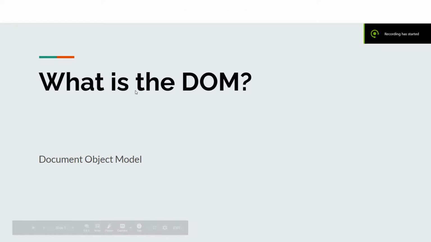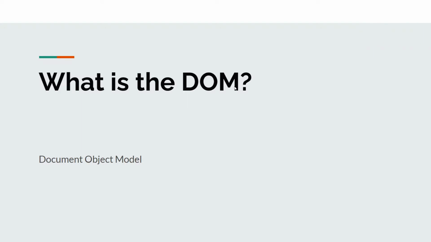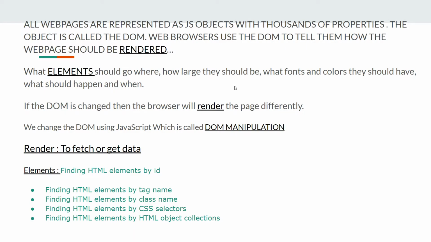Right, what is the DOM? DOM is the document object model. Now, what do we use the document object model for? Why do we need it? What is it for? All the web pages are represented as JS objects with thousands of properties. There's thousands of lines of code, and each one.